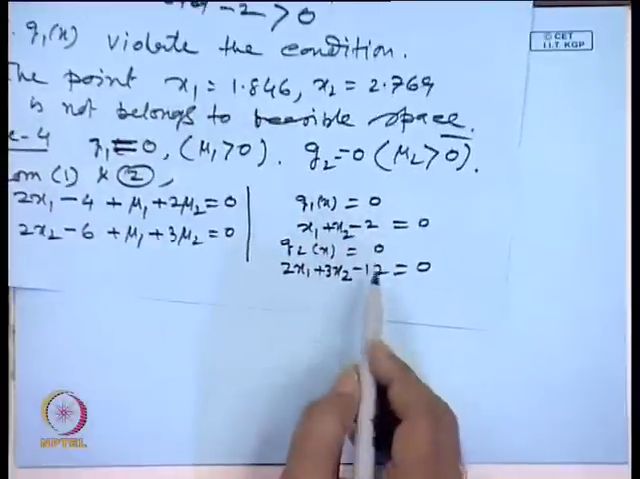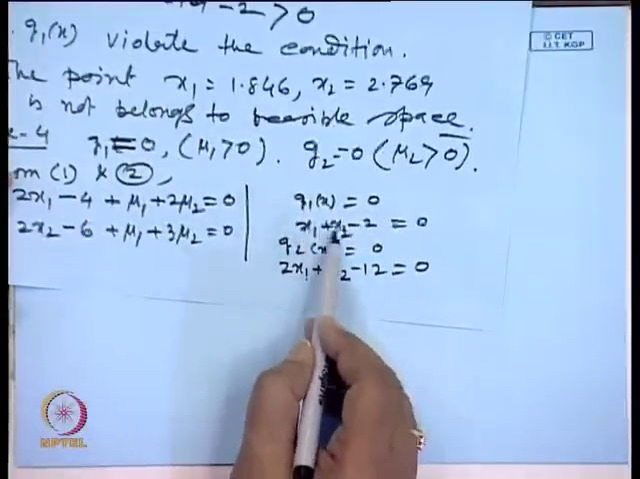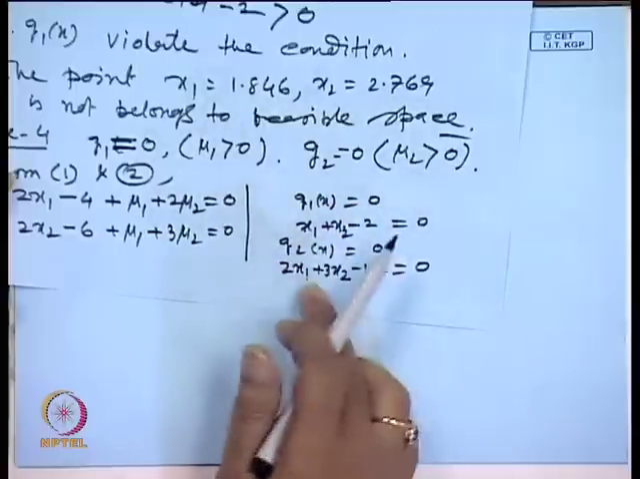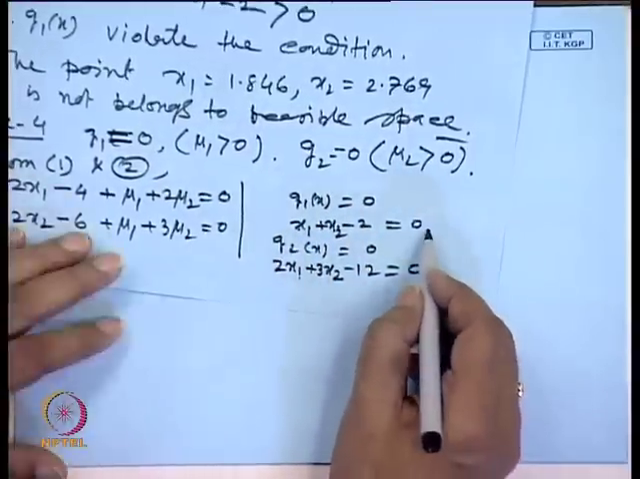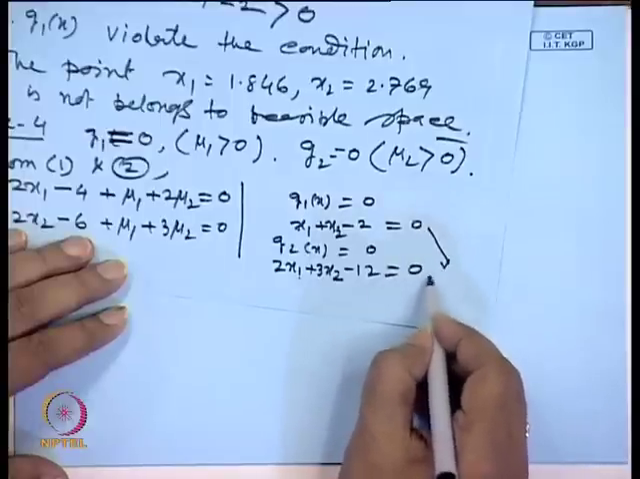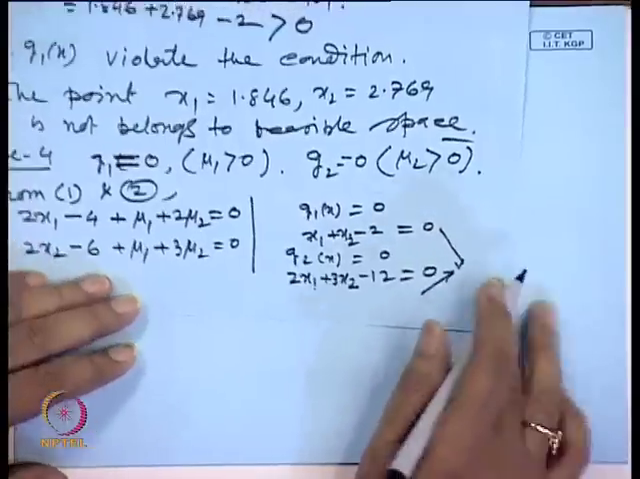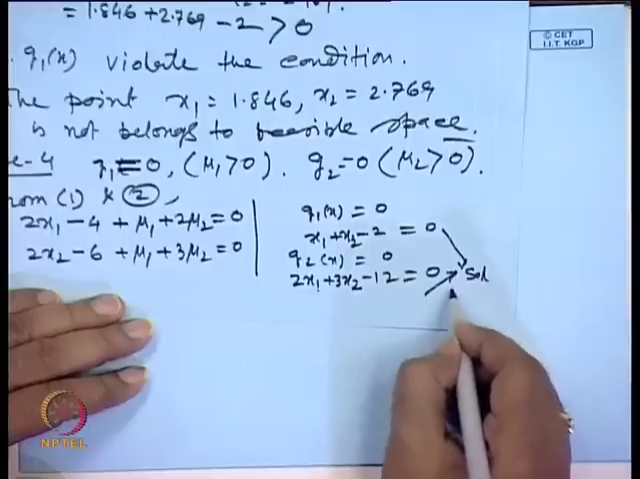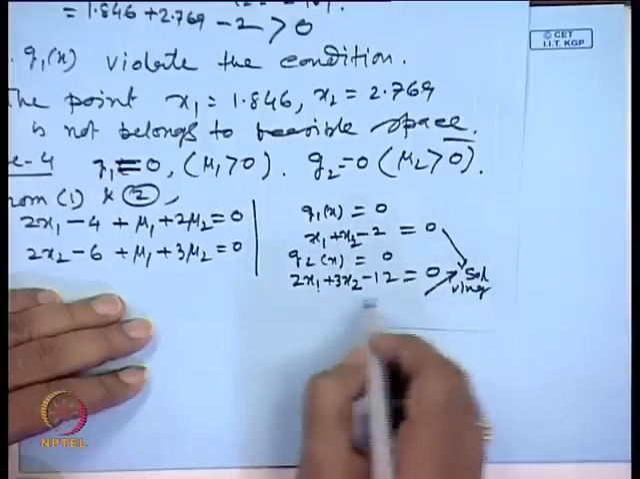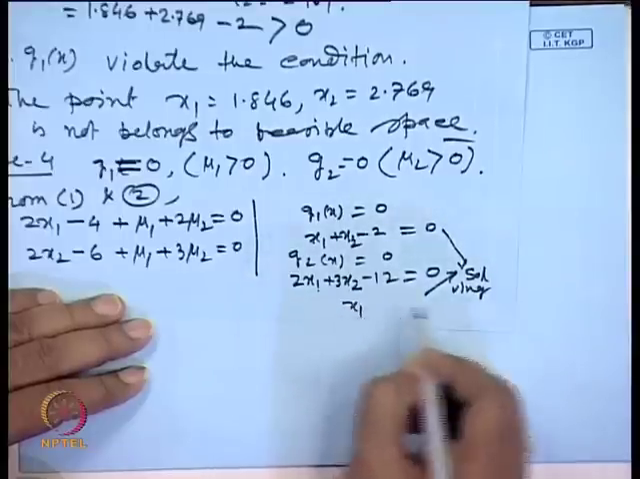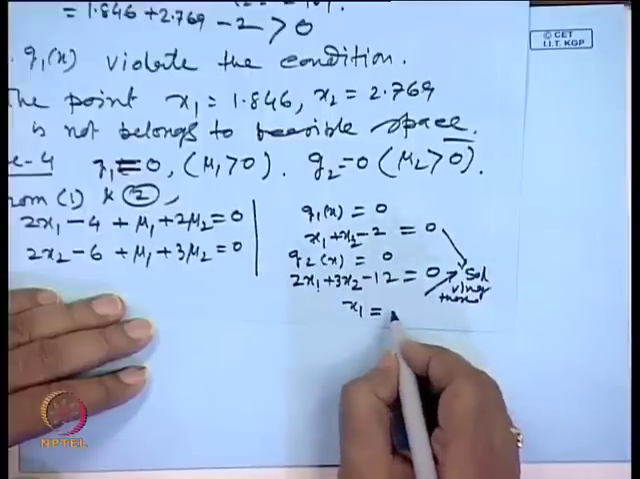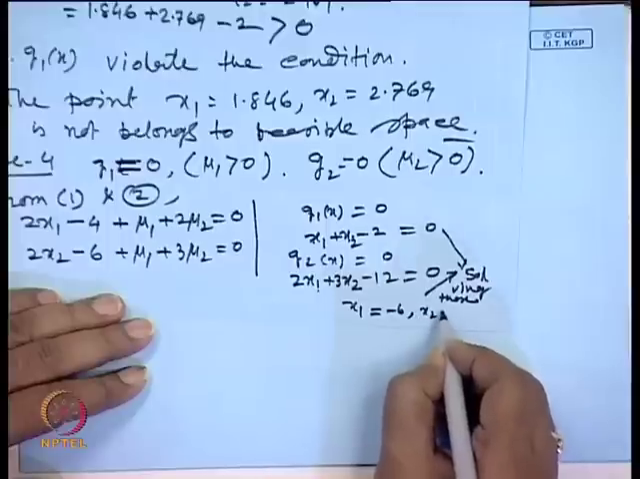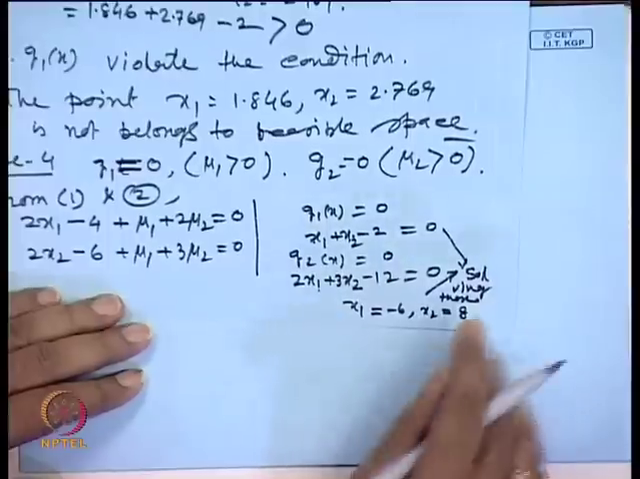Either you solve this and this. This is a system of two variables, g 1 of x and g 2 of x. You have two variables and two equations, so I can solve this. Solving these equations, we get x 1 is equal to minus 6 and x 2 is equal to 8. Agree?